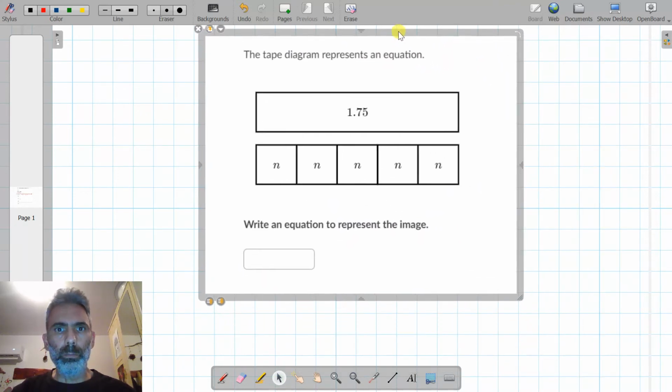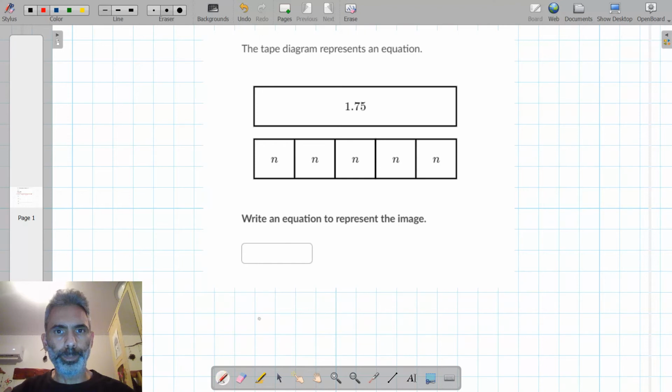The tape diagram represents an equation. Okay, so the upper rectangle is the same length or width as the bottom rectangle. The bottom rectangle is split into 1, 2, 3, 4, 5 equal sections, and each section is represented by the variable n. And the upper rectangle has a width of 1.75. Okay, write an equation to represent the image.